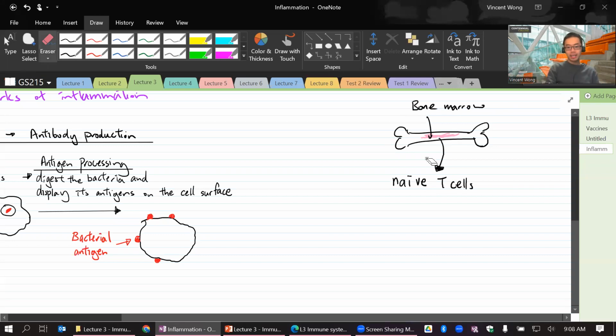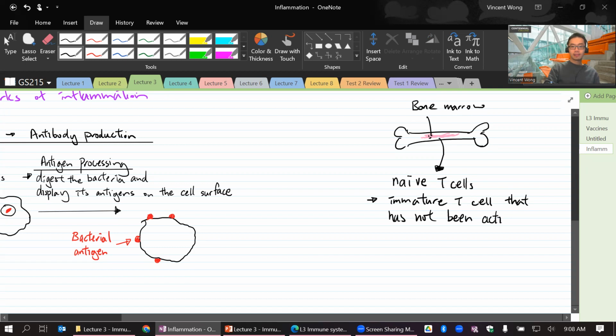Okay, naive T cells. Now you've heard of T cell, and now it's naive. What does that mean? I'm just gonna keep it very simple. A naive T cell is basically an immature T cell that has not been activated yet.